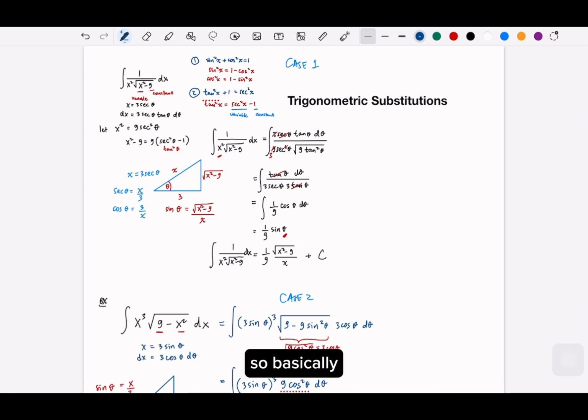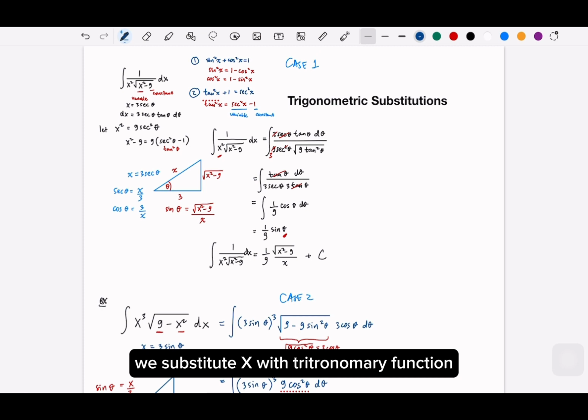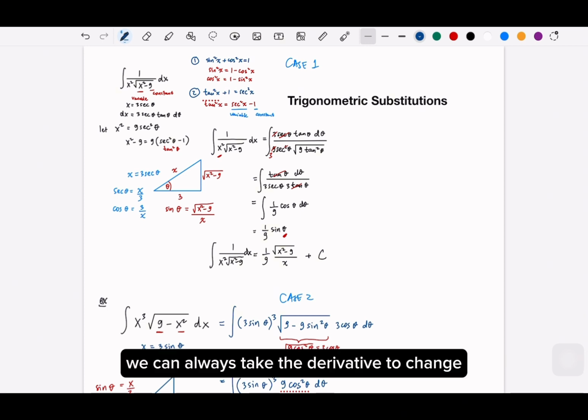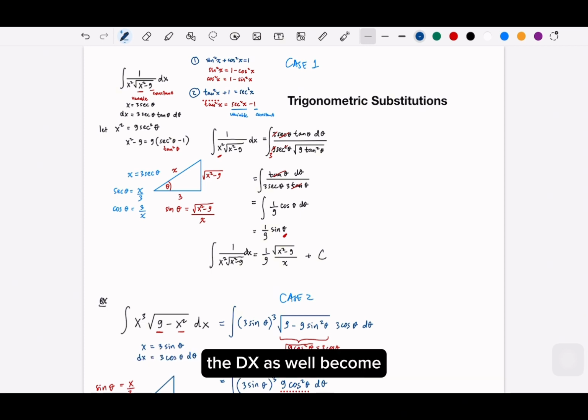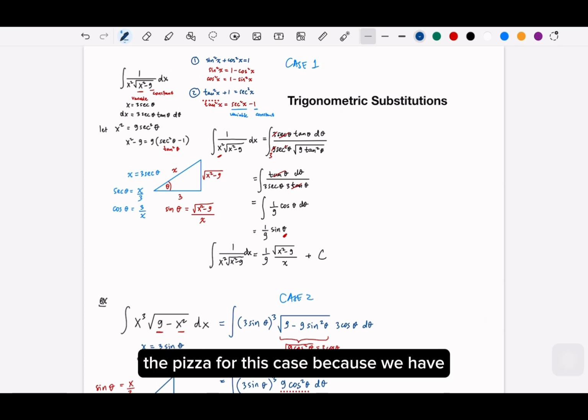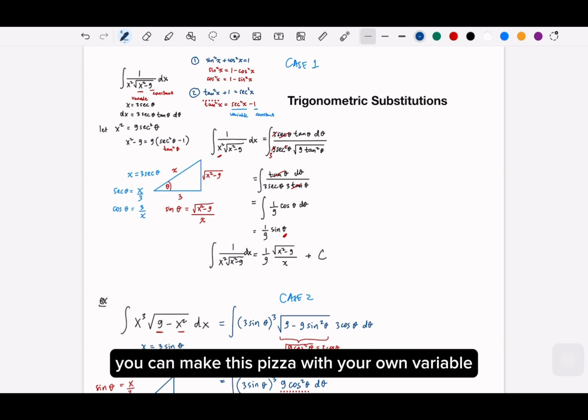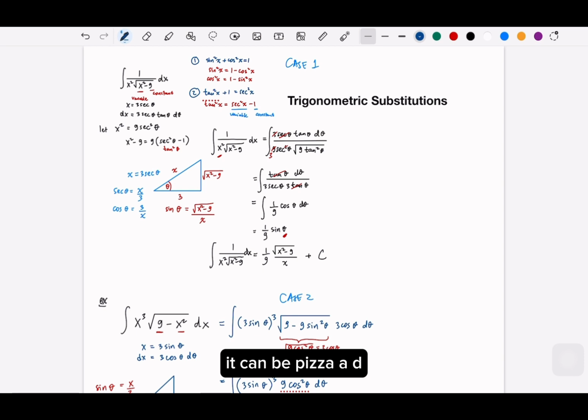Okay. So basically, we substitute x with trigonometric function. That is the way. Okay. And the rest, when we substitute, we can always take the derivative to change the dx as well, become the d theta for this case, because we have a new variable theta. Well, actually, you can make this theta with your own variable. Okay, it can be theta, a, b. It's up to you actually. But for me, I think because it's angle, I just say theta. Okay, it's easier. So that is the trigonometric sub.